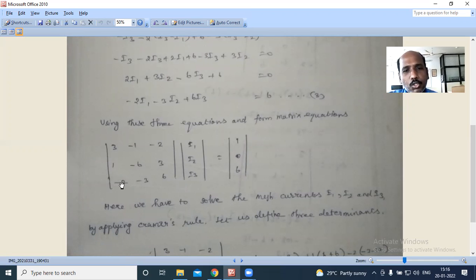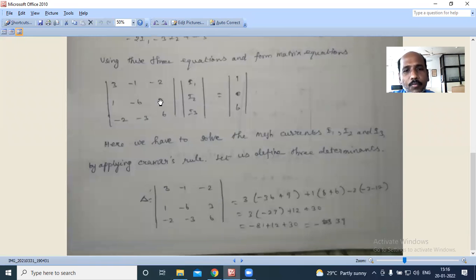Then the third equation, minus 2i1 minus 3i2 plus 6i3. Coefficient of I1 is minus 2, coefficient of I2 is minus 3, coefficient of I3 is plus 6. Just write the coefficient matrix times the unknown values I1, I2, I3, equal to the right-hand side. First equation equal to 1, second equation equal to 0, and third equation equal to 6. Just form this. Now, by applying Cramer's rule, we are going to solve this matrix equation.